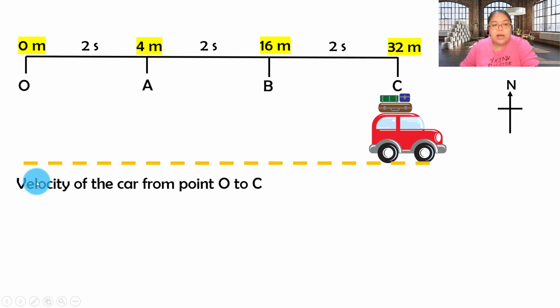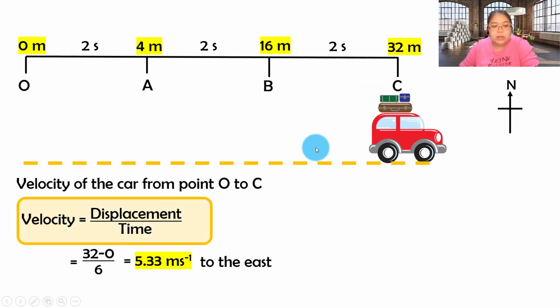Okay, now we go to the last one. The velocity of the car from point O to C. Straightforward, O to C. So what is the total distance? 32, is it? So 32 minus 0 over the total time taken, 6 seconds. So finally I get 5.33 ms-1. Then keep mentioning the direction: go to the east.